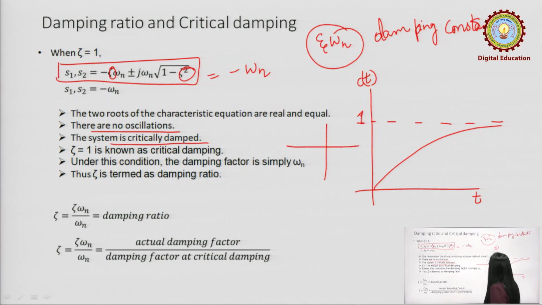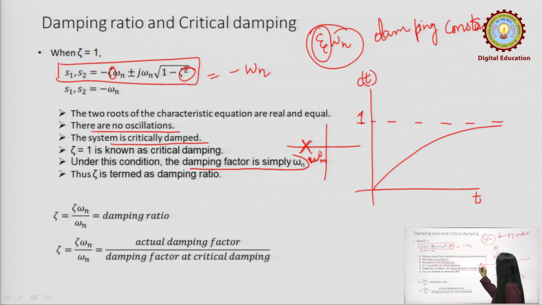Now, here we can see what we mean by the roots being real and equal. That means they both lie on the left half of the S plane. The roots lie on the left half of the S plane, right. So, zeta equal to 1 is known as the critical damping, and as we have mentioned, zeta omega n is a damping constant. So, when zeta value is 1, what is the damping constant of a critically damped situation? In this case, the damping factor is simply omega n.